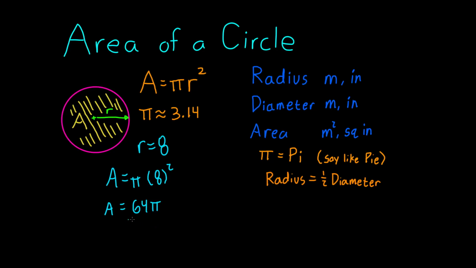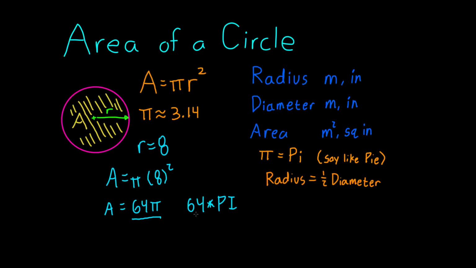So this is the exact answer. And if you're here because you're using our math practice tool, you'd be typing 64 times, and this is Shift 8 to hit that key, and then pi, preferably in capital letters like that, but I don't think it really matters.